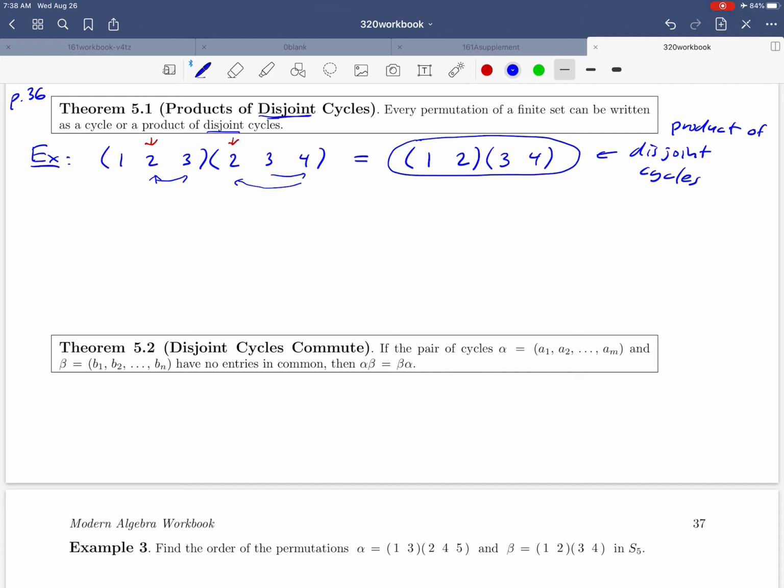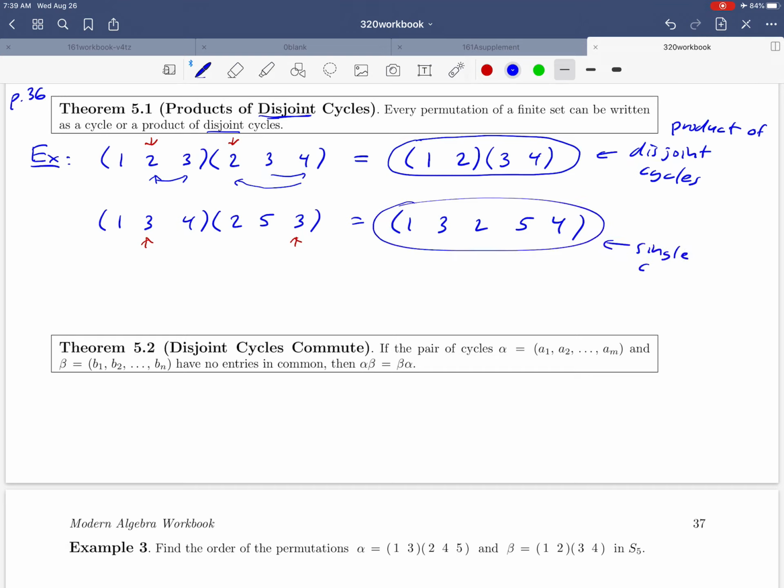And this theorem says that you can always do that. You can come up with a representation like this where you've either got a single cycle or a product of disjoint cycles. So we could do one more example here, and I'm going to leave it to you to confirm my calculation, but if you take the permutation (1 3 4), compose it with the permutation (2 5 3), now we'd be doing a calculation maybe in S5. Those cycles are not disjoint because they share 3, but if you do this calculation, here's what you can confirm. You get a single cycle.